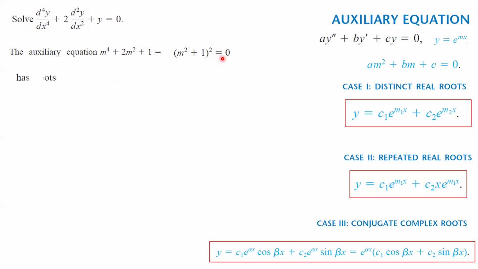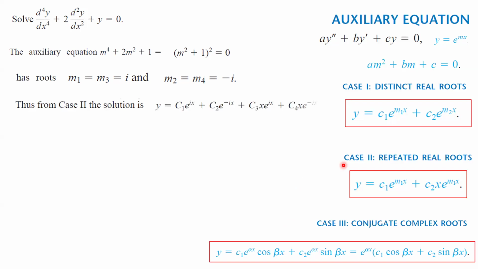So please pay attention here. It has roots m1 and m3 equal to i. When you set m squared plus 1 equal to 0, m squared is -1, so m is the square root of -1, which is i. And please note that it has exponent 2, so you get repeated solutions. i and -i are going to be repeated. It means that you're basically dealing with a combination of the third case and the second case.